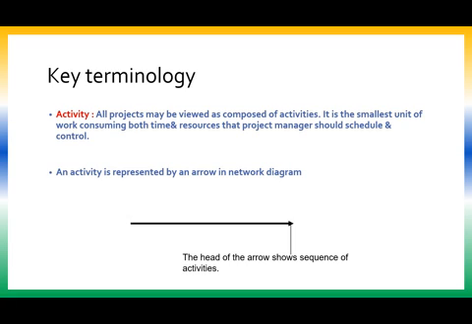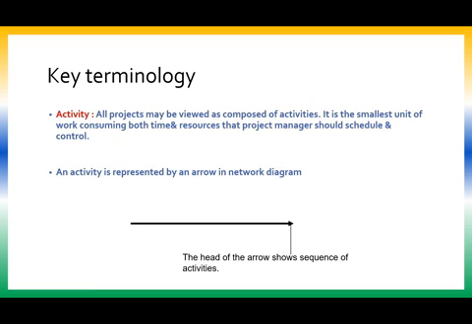So we will learn the key terminologies that we will be using in network diagrams, first starting with activity. All projects may be viewed as composed of activities. Any project you consider will involve a certain number of activities. An activity is the smallest unit of work which consumes both time and resources. So the project manager should schedule and control this.